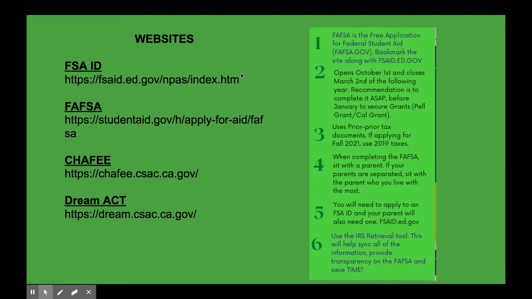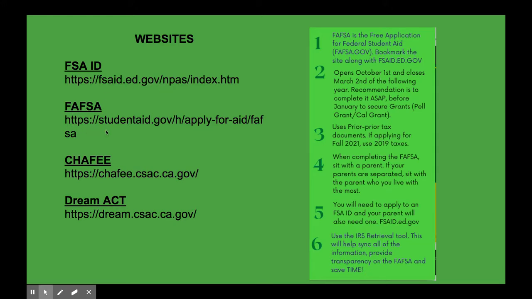So important websites to have bookmarked. The FSA ID, fsaid.ed.gov, is a website where you can obtain the FSA ID. This basically serves as your signature. Since you're doing an application online, and it's been online for a couple of years, you sign online utilizing this FSA ID that you will create.